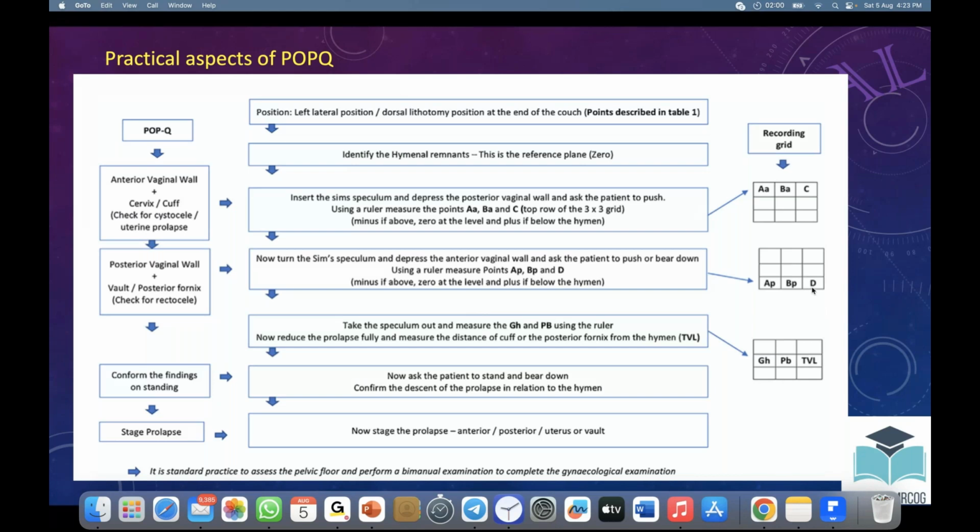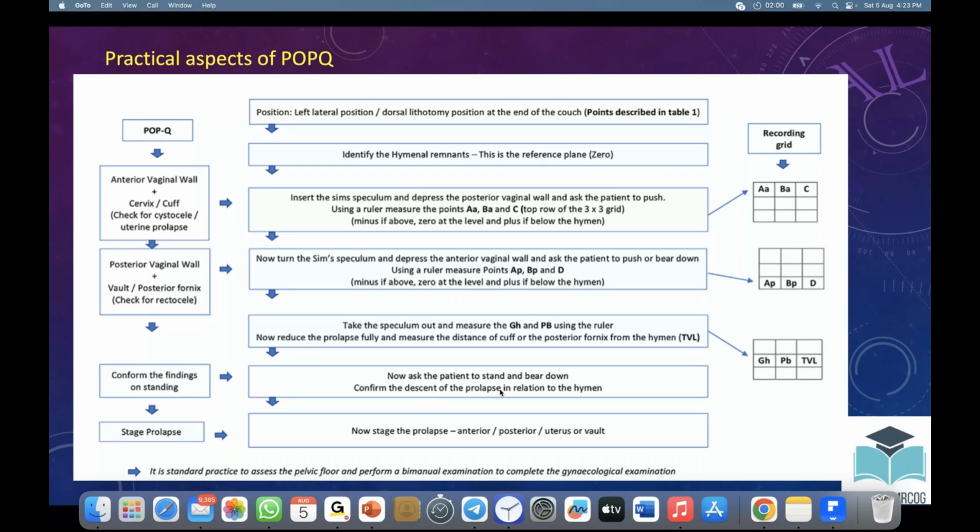After that, the speculum is taken out, and measurement of genital hiatus and perineal body is done. After that, we reduce the prolapse, and then measurement of TVL is done, that is from the hymen to inside. So that is plotted inside. After that, we ask the patient to confirm the finding when the patient is standing.